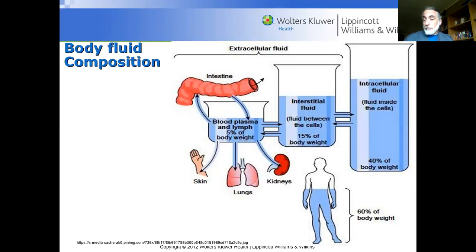Interstitial fluid. Kick to this next piece. 15% of body weight's thereabouts. Okay, so blood and plasma, 5%. Interstitial fluid, 15% of body weight. Wow, I mean, 3 times the amount of fluid in between the cells as there is in the vasculature. Yep. And then finally, intracellular fluid, about 40% of body weight.